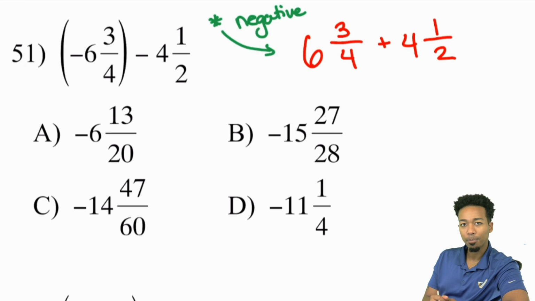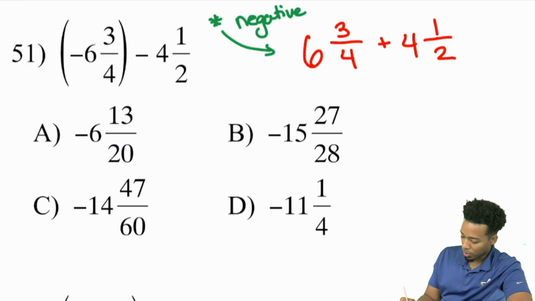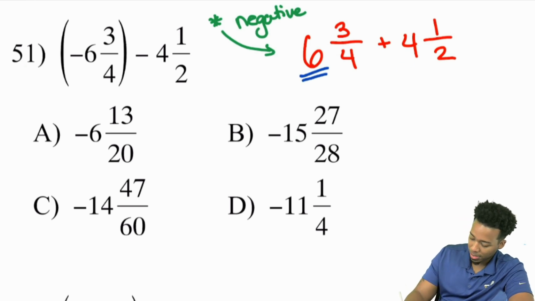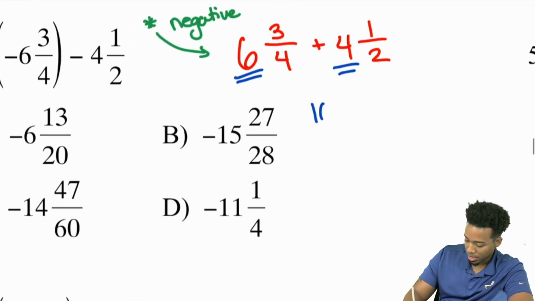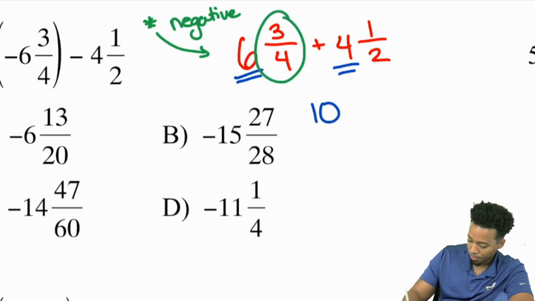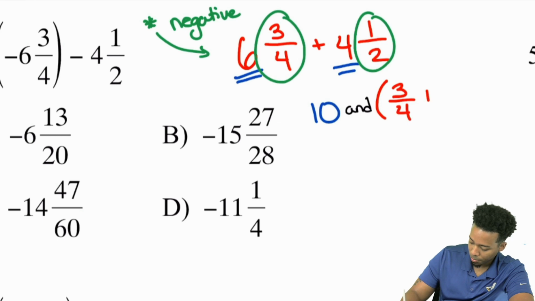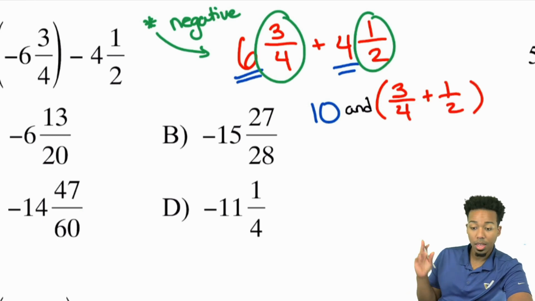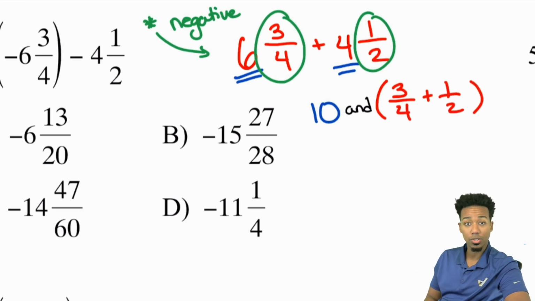Let's get to work. So what I can tell already from the very beginning is that I can add the 6 and add the 4. That's going to be 10. But now what we're dealing with is the 3/4 and the 1/2. So 10 and then whatever 3/4 plus 1/2 is, that's what we're going to have as the answer.